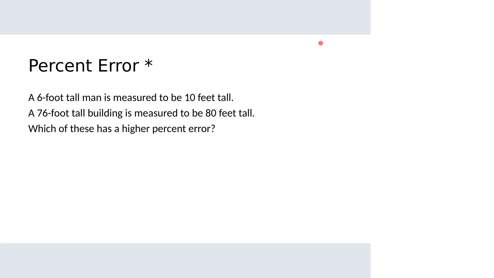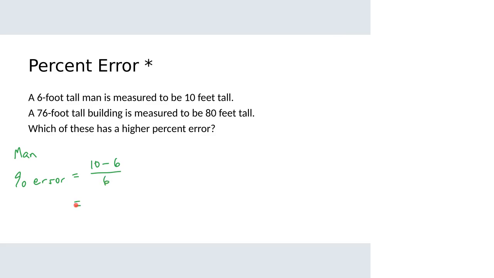So first, when we're looking at the man here, the percent error is going to be, well, let's see, the amount of error. So he was measured to be 10, but his actual height is 6. So we'll subtract to find the difference. That's the amount of error, the difference between the actual measurement and how much it was measured to be. And we'll divide that by the actual measurement. This is the key part here. It's the actual that goes on the bottom. So make sure you're careful with that. The actual goes on the bottom, and that's the 6.